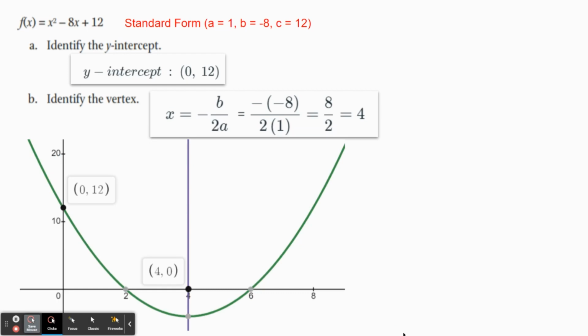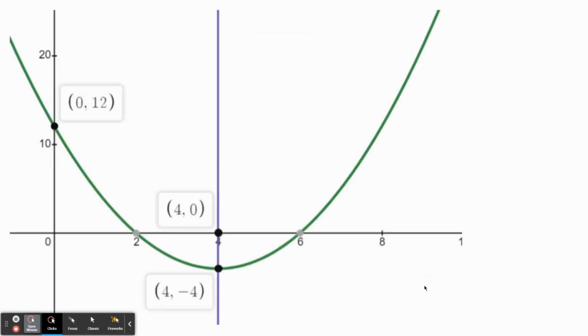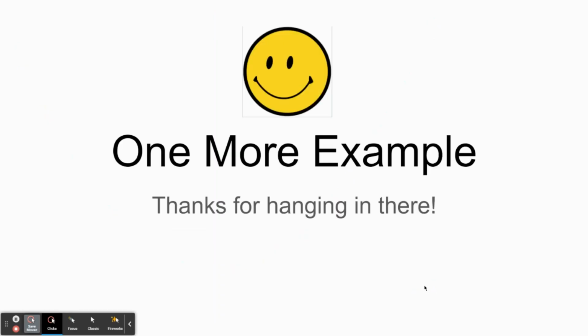We have the vertex at x equals 4, but we don't know how low it goes. The easy way to find that is to substitute 4 back into the original equation. So how do you find that minimum y value? Let's substitute 4 back in, and we get -4. Whenever you have the x value of the vertex, you can always get the y value by substituting it back into the original equation. So here's your final graph. You have a vertex at 4, -4, and a y-intercept of 0, 12.